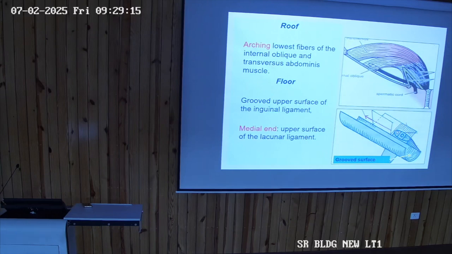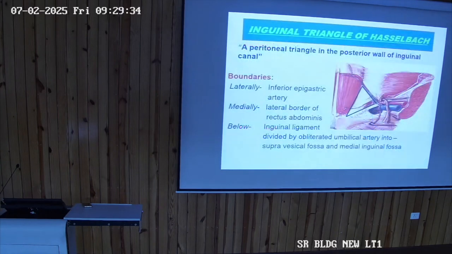Inguinal ligament, and at the medial end it is reinforced by the lacunar ligament. Then the roof is formed by the arching fibers of the internal oblique and the transversus abdominis muscle. So this way the inguinal canal is formed. Now there is one triangle through which the direct inguinal hernia occurs.